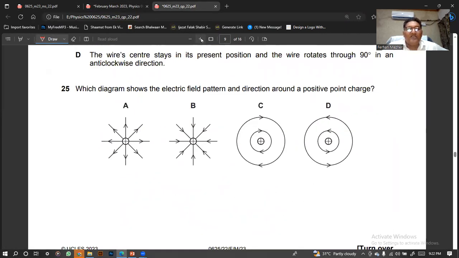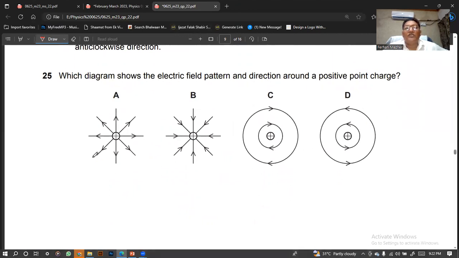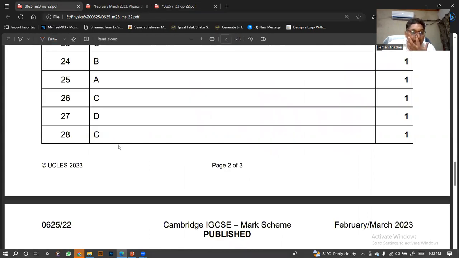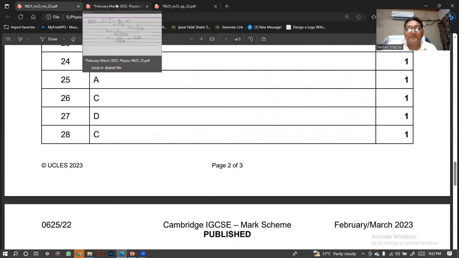So now we are going to the next question. That is question number 25. Which diagram shows the electric field pattern and direction around a positive point charge? You see, in a positive point charge, the electric field lines come out, they fan out, they radiate. So I think A is the right option, sir. Very simple, straightforward question. Question number 25, A is the right option, sir.